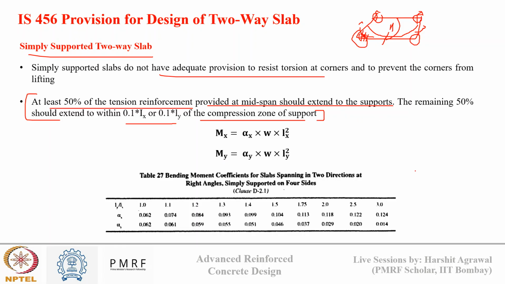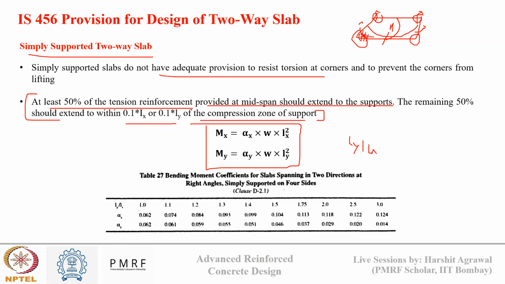Now, for calculating moment along both directions, the code has given these equations. Mx is equal to alpha x times w times Lx square, and My is equal to alpha y times w times Ly square. Here this alpha is defined as the bending moment coefficient along x and y direction, and its value depends upon the Ly by Lx ratio.